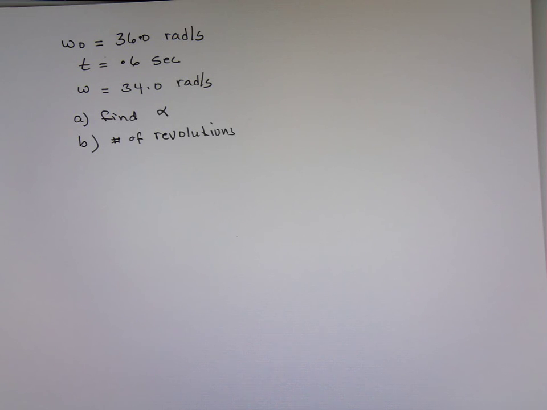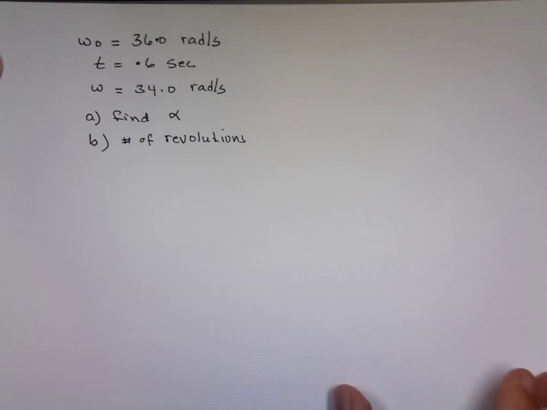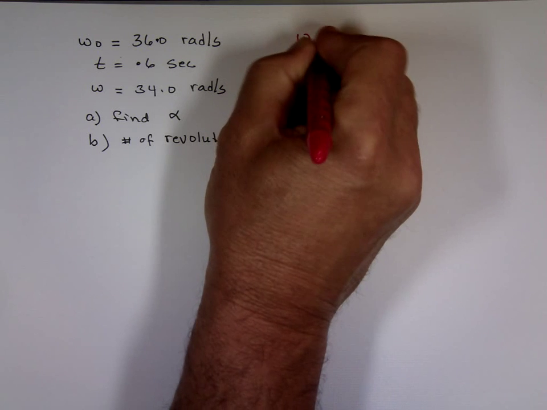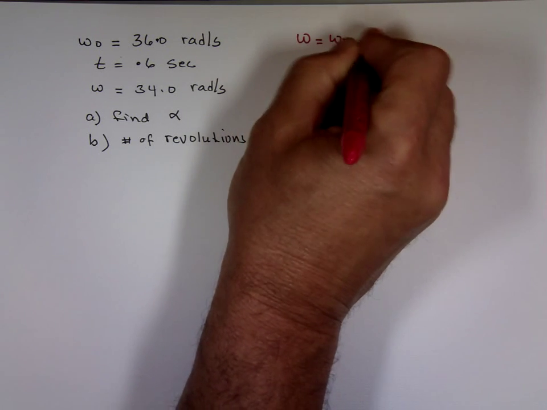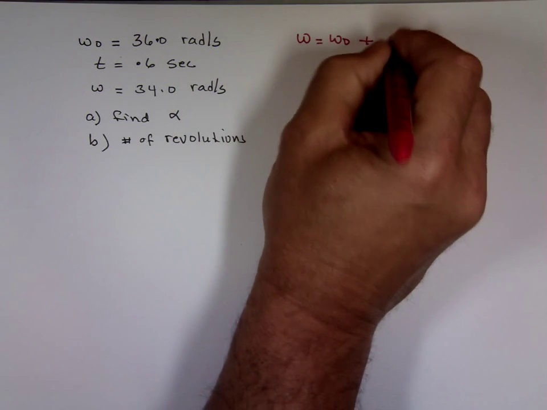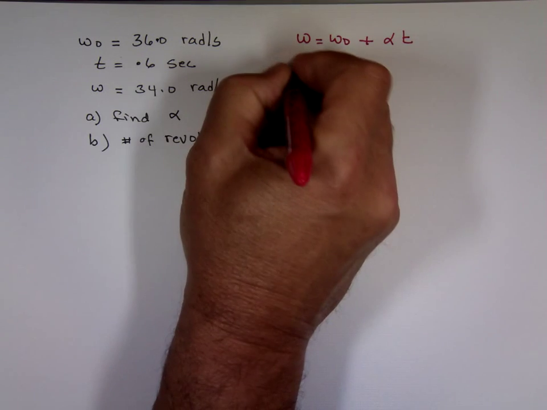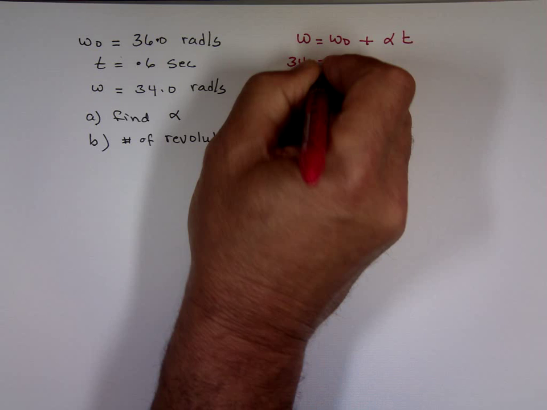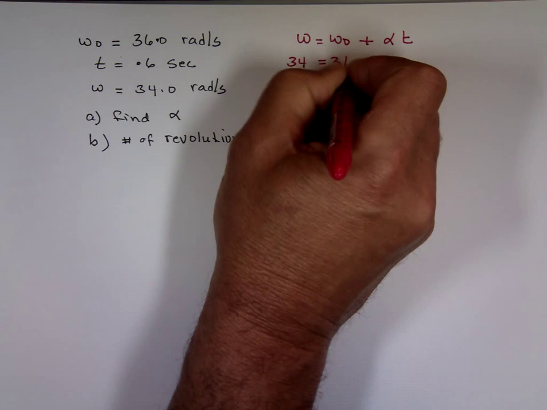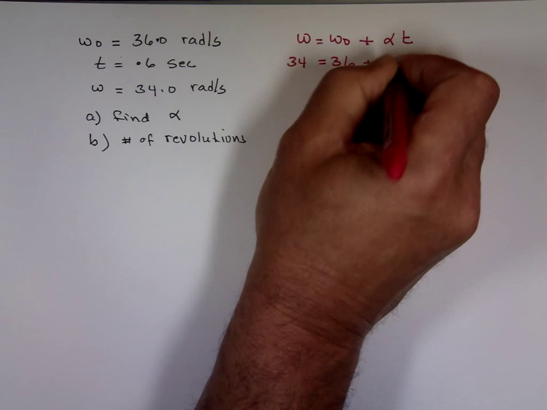Finding alpha is not bad, straightforward. Same as the example before, the same equation. I can use W equals W0 plus alpha t. W is 34, W0 is 36, alpha I'm looking for, and t is 0.6.